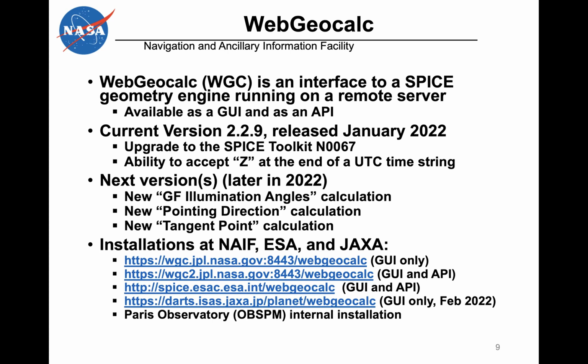One of the niceties is that it accepts Z at the end of the UTC time string, as I mentioned before. And we're planning to release later in 2022 new versions that will include the new Geometry Finder illumination angles calculation, which is equivalent to the API that implements this calculation, a new pointing direction calculation, and the new API as well, equivalent tangent point.